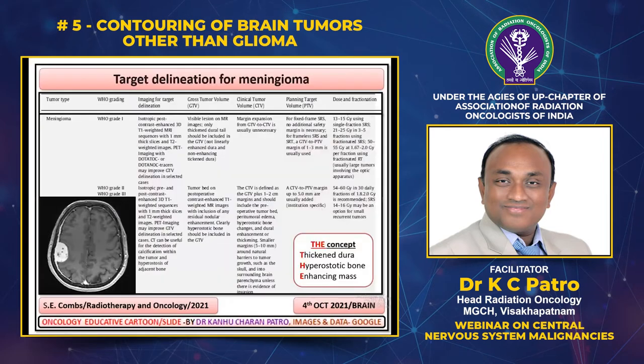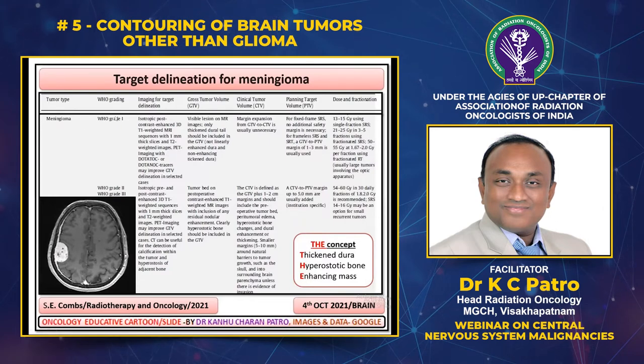So if you see the target delineation of the meningioma, there is a concept called the THE concept. The concept is: T for thickened dura, H for hyperostotic bone, E for enhancing mass. These three have to be carefully handled during the meningioma contouring.